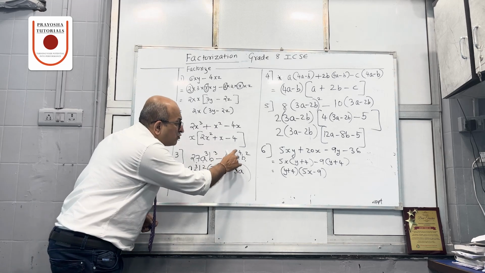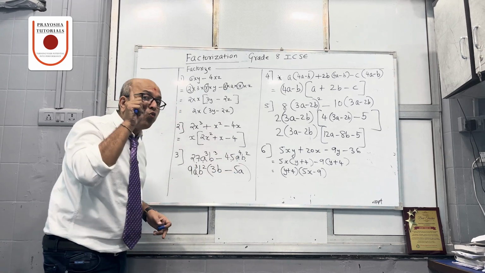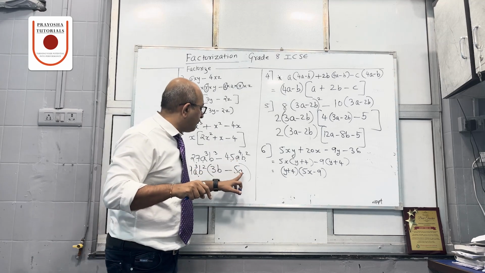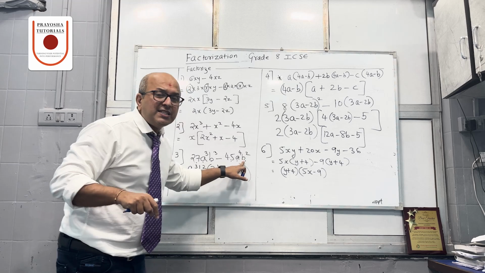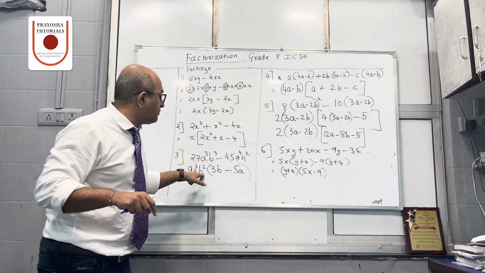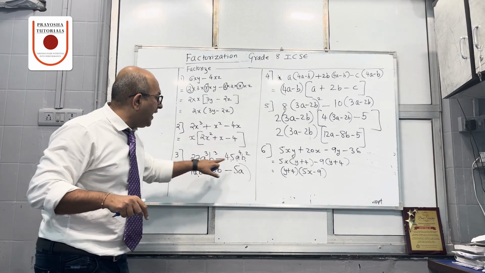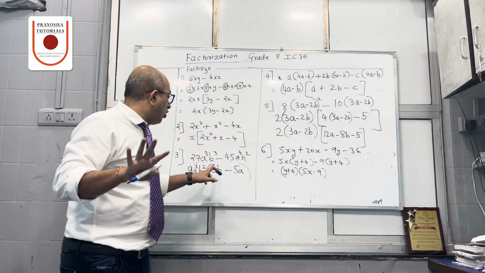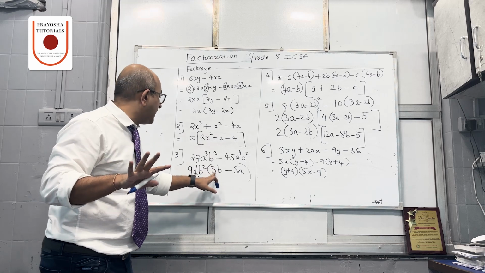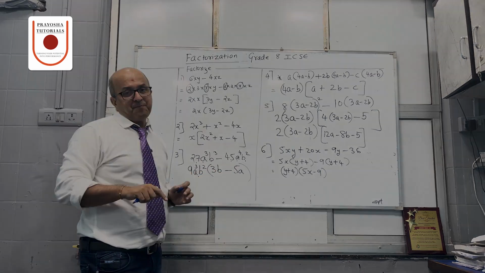And from a raised to 4, a cube came common. So 1a is still left. So a, 5a raised to 1. Here b square completely came common. So take b square common, take a cube common and take 9 also common. So what is remaining in the bracket is 3b minus 5a.